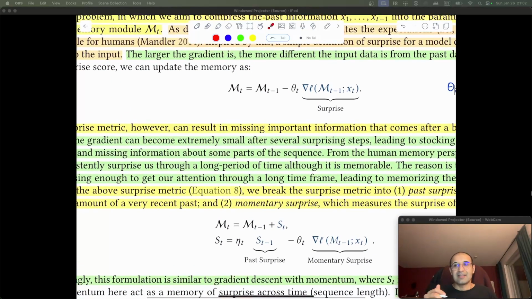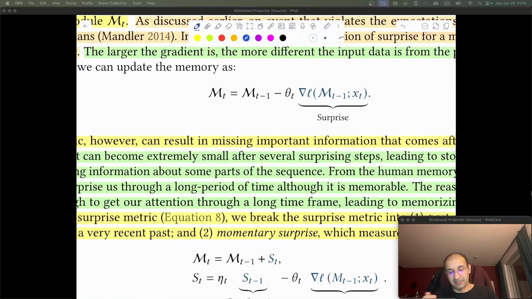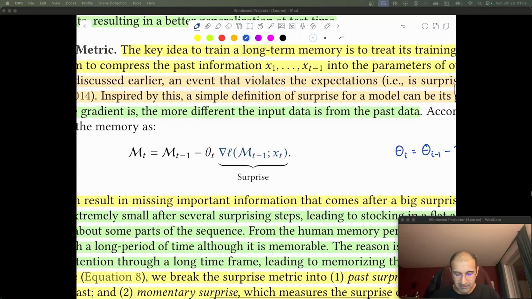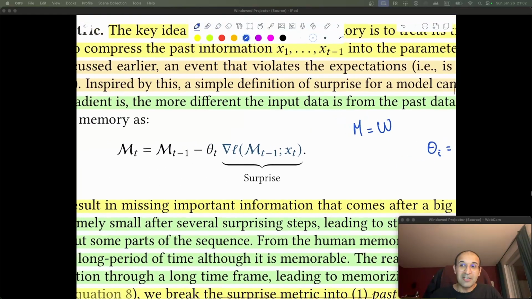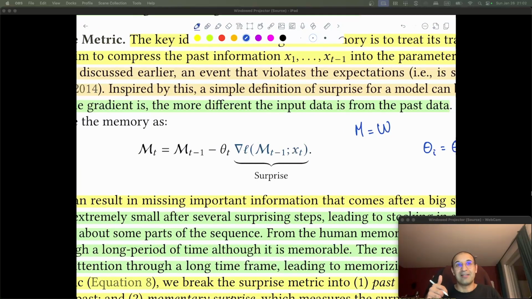And this memory, in the paper, they model it as a linear layer. A linear layer is just a matrix multiplication with a weight matrix. So this memory module, M here, is nothing more than just the weight matrix of a linear layer. The neural memory is just a matrix, W. We are modifying this W in such a way that it reduces the reconstruction loss of the data.